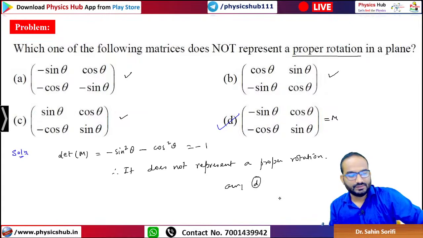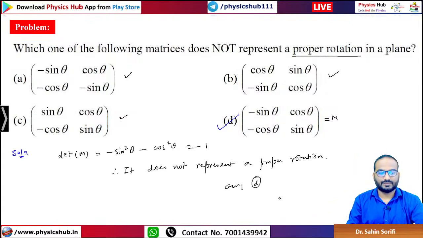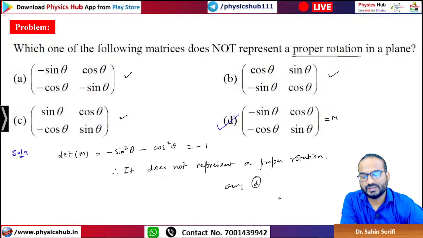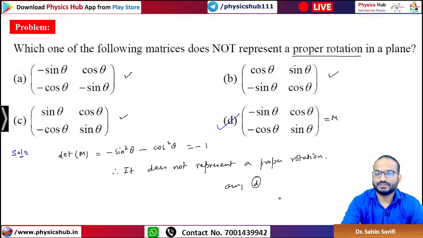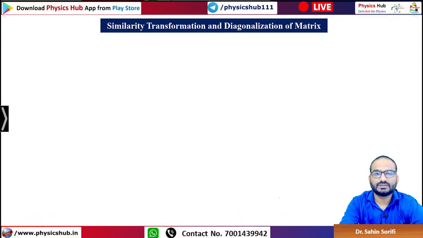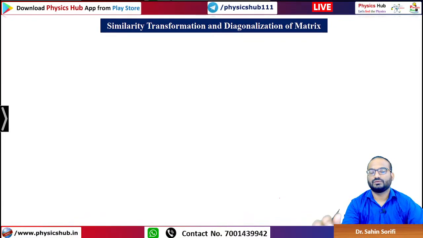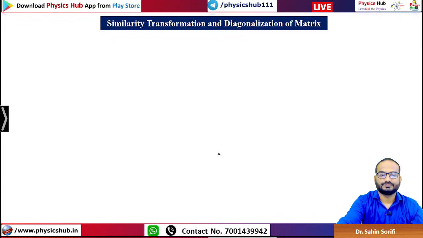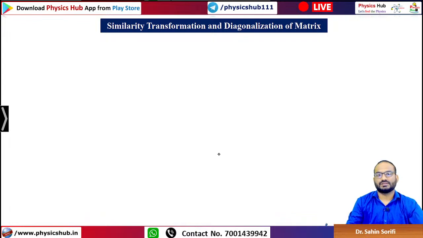Now next we are going to discuss a very important topic, similarity transformation. Similarity transformation and diagonalization of a matrix. So many questions come from this particular topic. Let's start with similarity transformation. So I think you know about it. Do you know what is similarity transformation? Do you remember the vector operation? What was there in similarity transformation? Any clue?